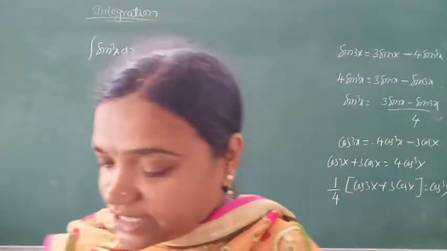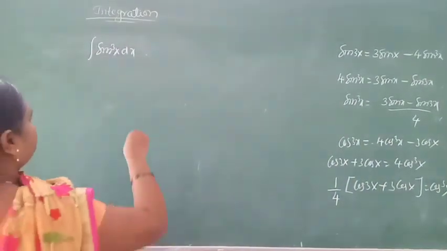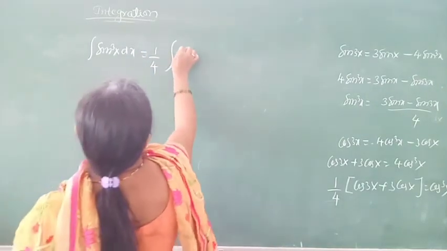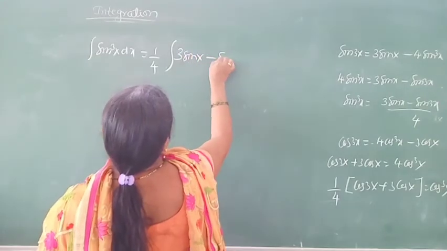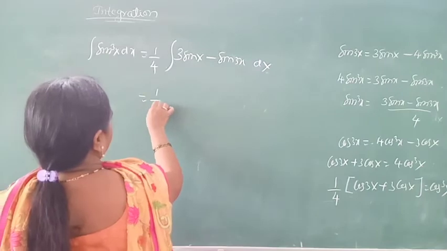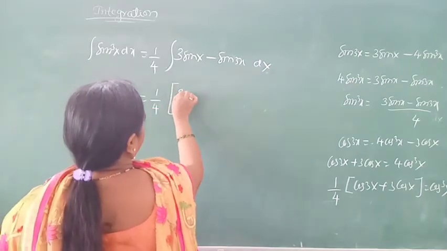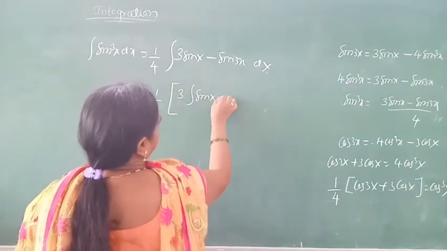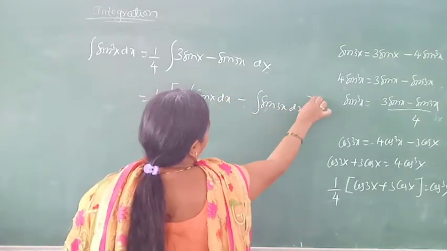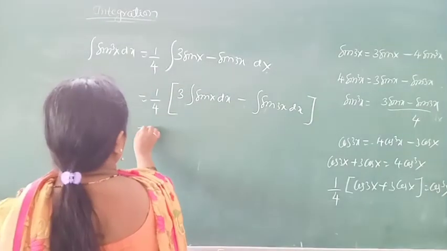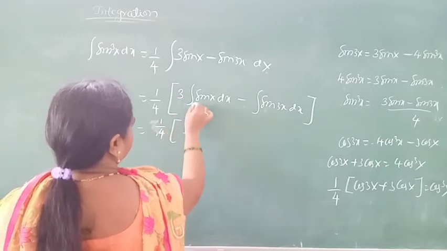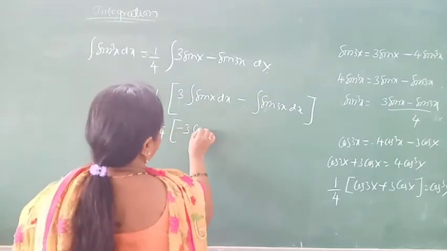But here sin cube x is mentioned, so we can write it as 1 by 4 integration of 3 sin x minus sin 3x dx. Okay, 1 by 4 will do integration. See, 3 is a constant, take it outside: 3 integration of sin x dx minus integration of sin 3x dx. Okay, 1 by 4, 3 as it is. Integration of sin x is minus cos x.